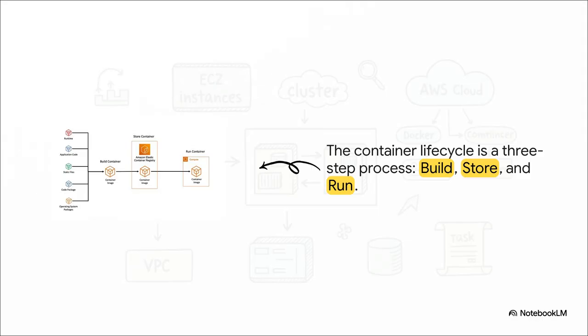Now, what's so great about this diagram is how simple it makes the entire container lifecycle look. You build the image from your code, then you store that image in a registry. On AWS, that's called ECR, the Elastic Container Registry. And finally, you tell ECS to go run it on some compute power. That's it. Build, store, run. It's a beautifully simple, powerful, and totally repeatable workflow.